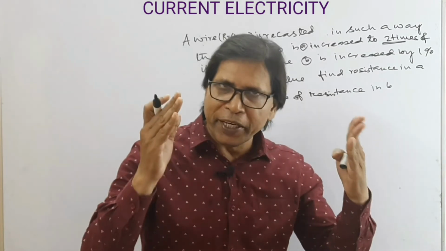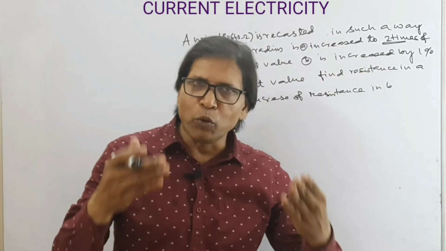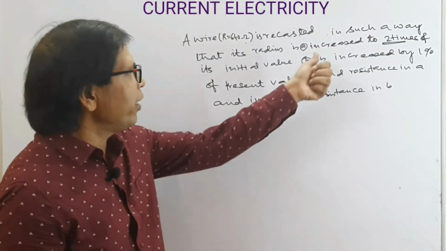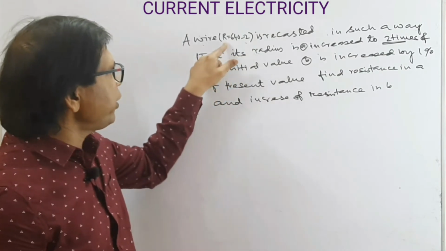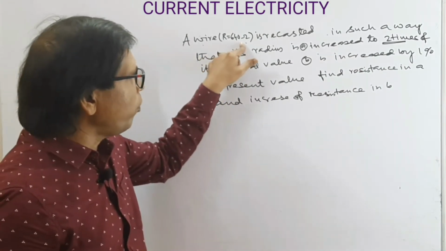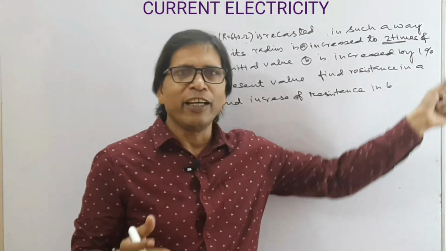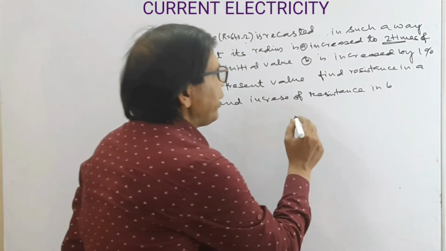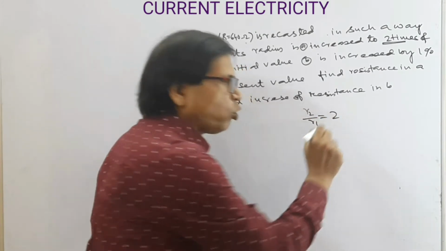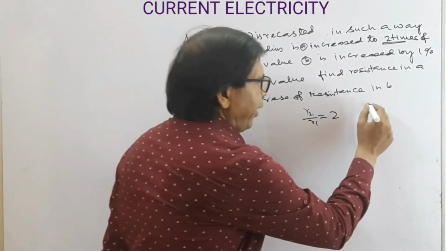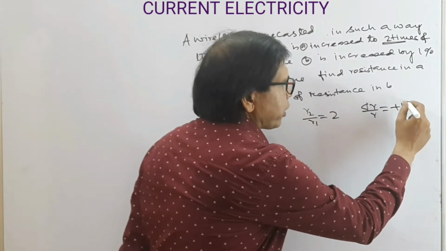Next, look at this. A wire is recasted in such a way that its radius is increased to 2 times its present radius, and the radius increases by 1%. Find the final resistance in this case, where the initial resistance is 640 ohm, and find the change of resistance in this case. Now the data given is R2 by R1 equal to 2, and delta R by R equal to plus 1%.